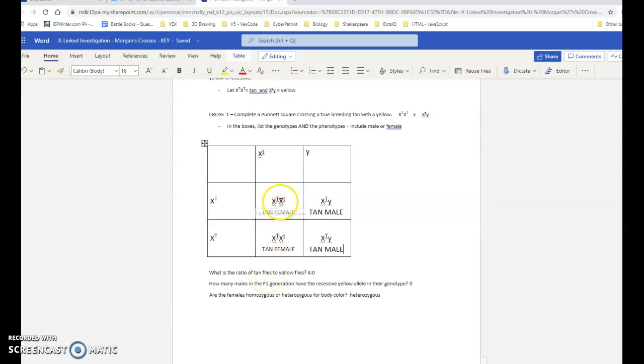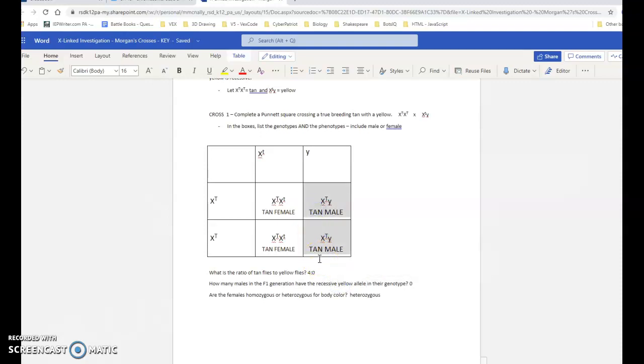Well, there's a capital T in every one of these. There's no way to get away from it with this homozygous dominant. It's everywhere. It's going to be in every individual. So every single one is tan. How many males in the F1 have the recessive yellow allele, which would be the little t? Here is what we're looking at. Find a little t there.